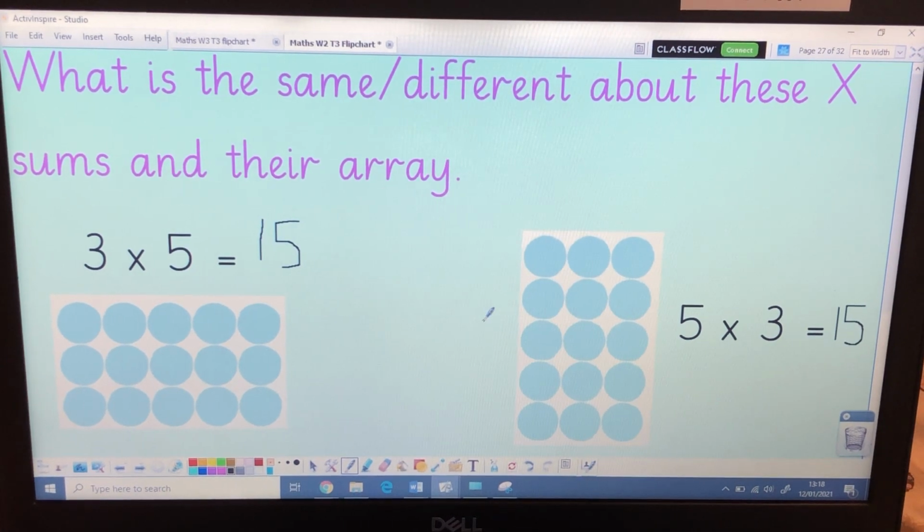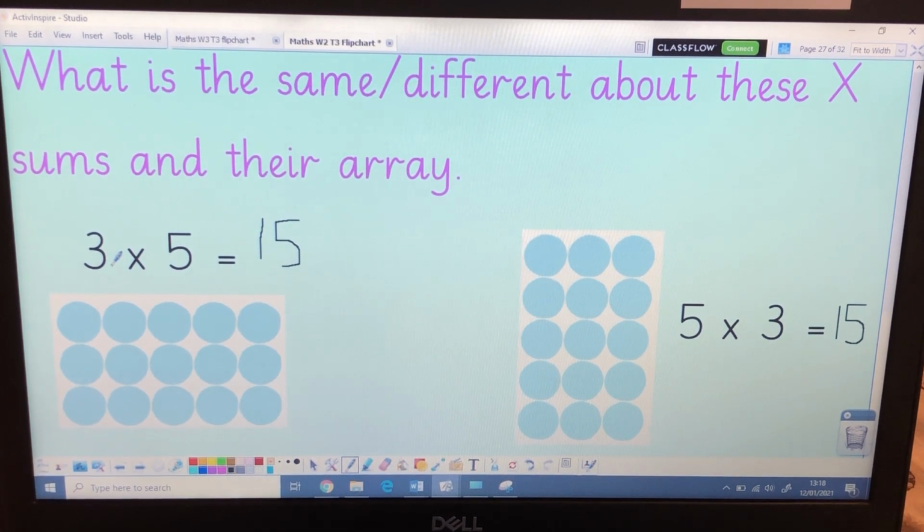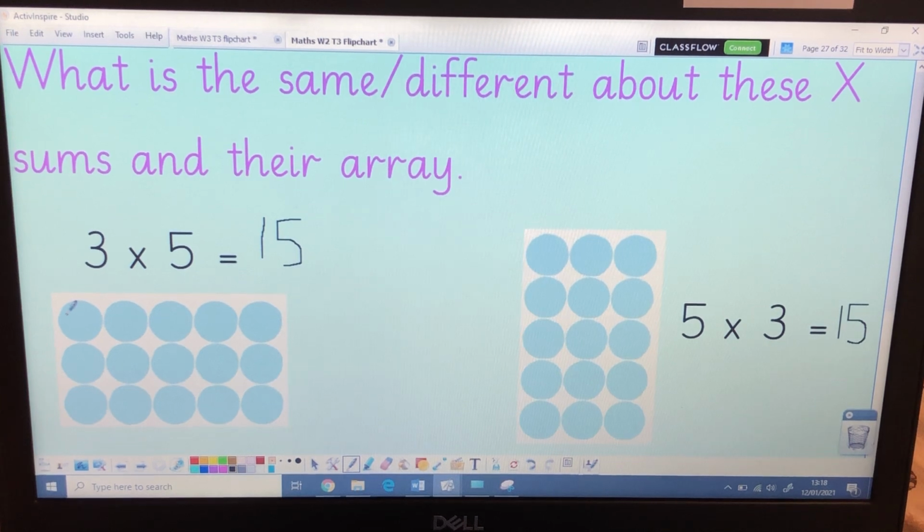I know they're different. Well, one, they're drawn slightly differently, aren't they? And we've got a different starting number at the beginning. So here, on this sum, 3 times 5, it's telling me that I need 3 groups of 5. So there's my 3 groups, 1, 2, 3. And I've got 5 in each group.